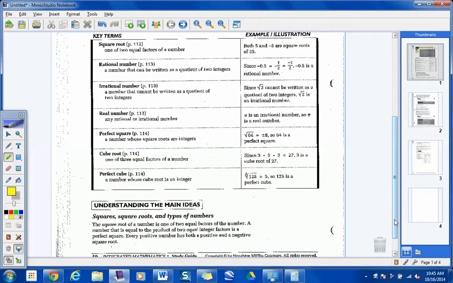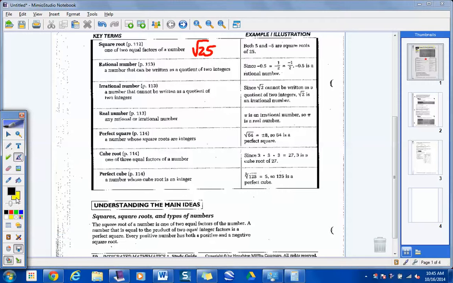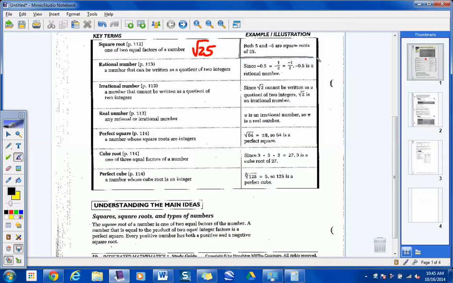First key term, square root. It says one of two equal factors of a number, all right? One of two equal factors of a number. Right here, gang, we talked about the square root of what value first? Square root of 25. You might want to write down what I'm putting in here today. The square root of 25, what did you guys say it was? 5. Okay. Now read that illustration for me. It says in the illustration that both 5 and what else would work? Negative 5. Why would negative 5 work as a square root of 25?